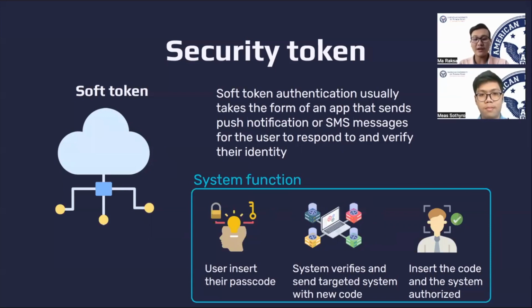The system functions as follows: first, the user inserts their password, and the system verifies whether the passcode is correct. Then it sends a verification code, and the user can read it in their email or SMS and enter the code into the authorized system. We implemented something similar, but not using SMS or push notification; instead, a secret token is sent directly to you. We will show you in the demonstration also.